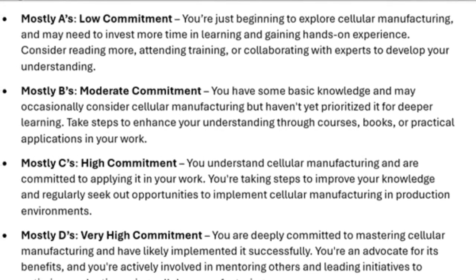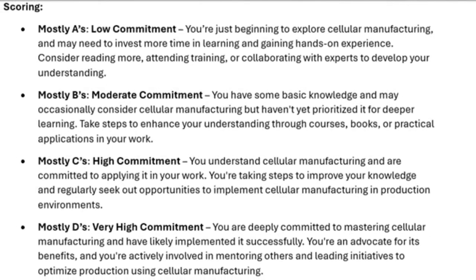Scoring guide. Mostly A's. Low commitment, you're just beginning to explore cellular manufacturing, and may need to invest more time in learning and gaining hands-on experience. Mostly B's. Moderate commitment, you have some basic knowledge and may occasionally consider cellular manufacturing but haven't yet prioritized it for deeper learning. Take steps to enhance your understanding.